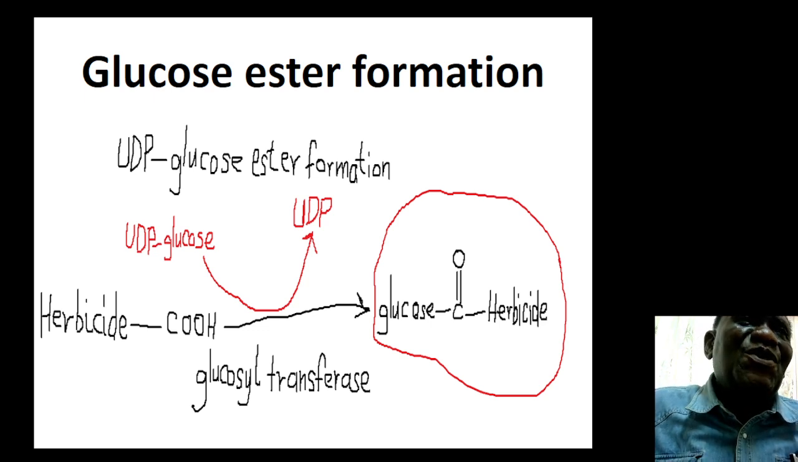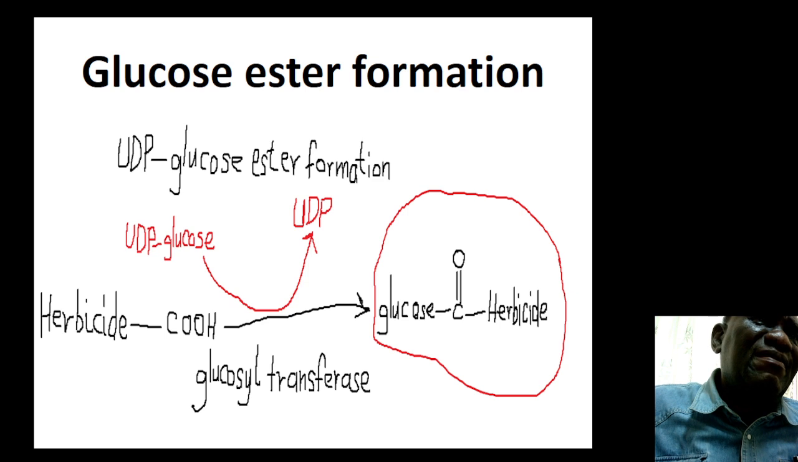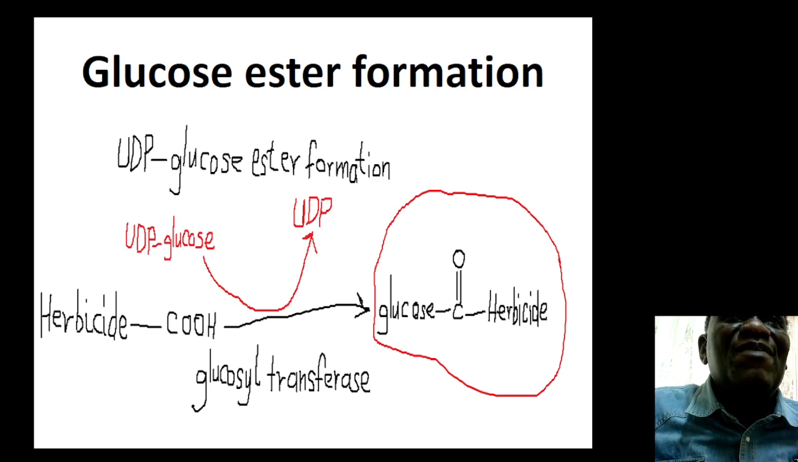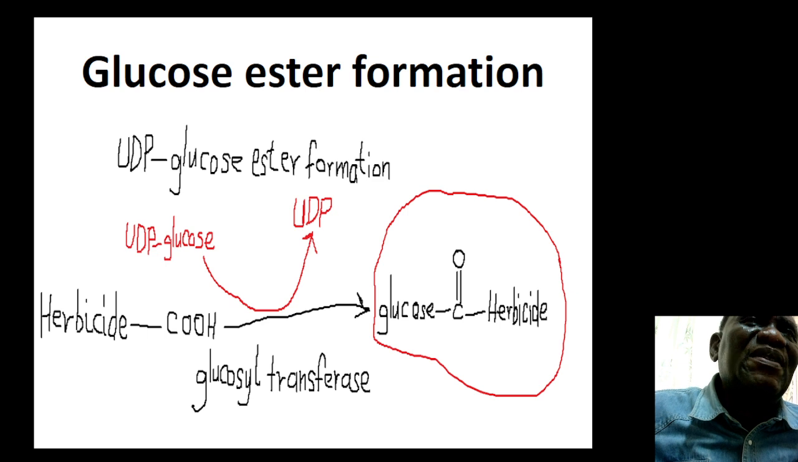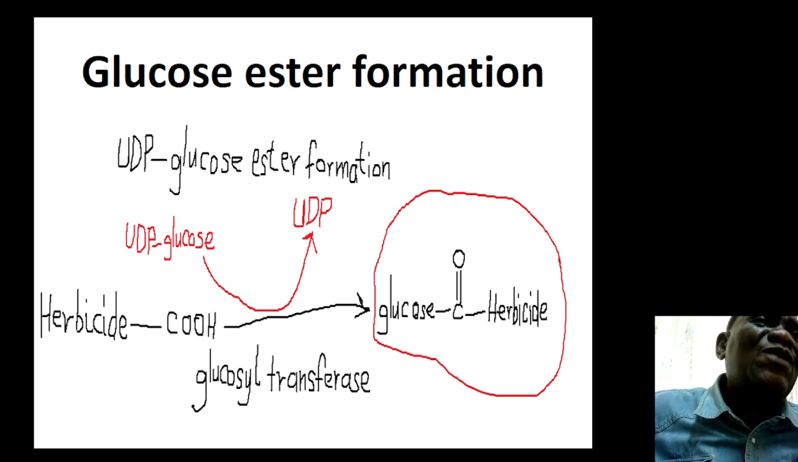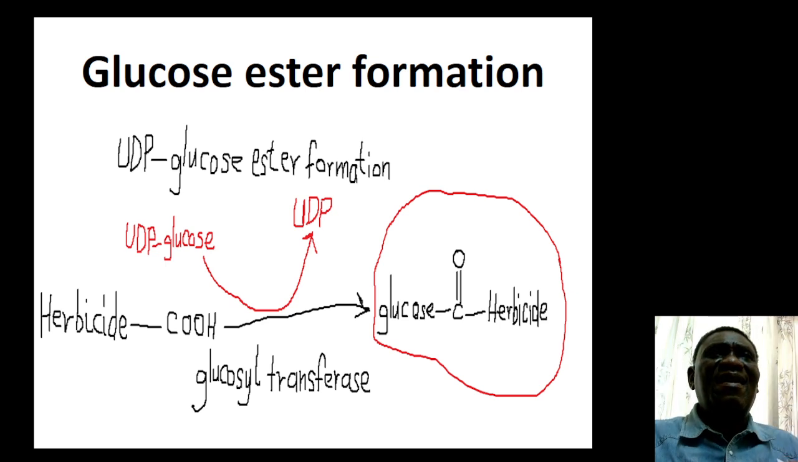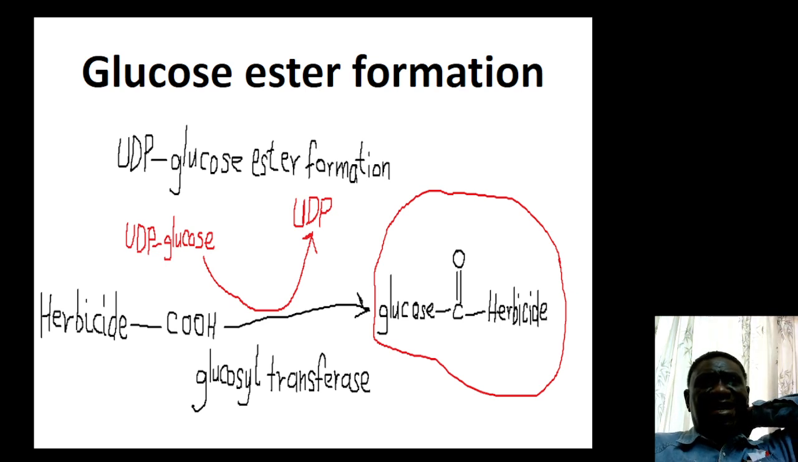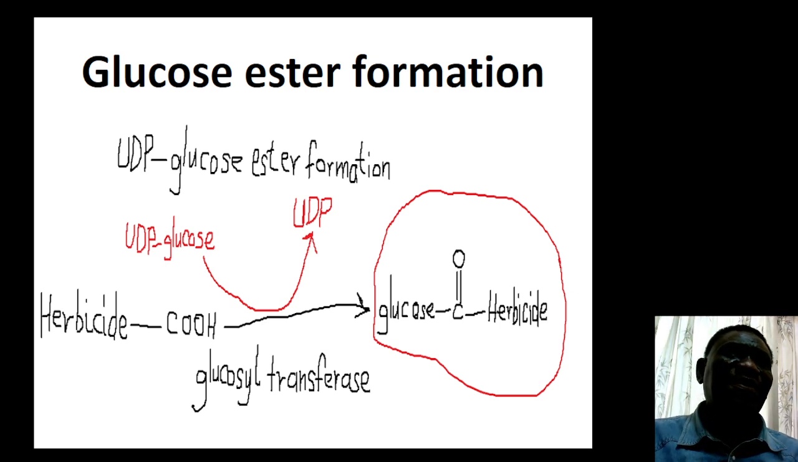The herbicide should carry the carboxylic acid, the COOH. So you will have UDP glucose donating the glucose. It will become part of the complex structure, glucose being joined to the carbon of the herbicide plus that oxygen atom. Again, the same enzyme, glycosyl transferase.